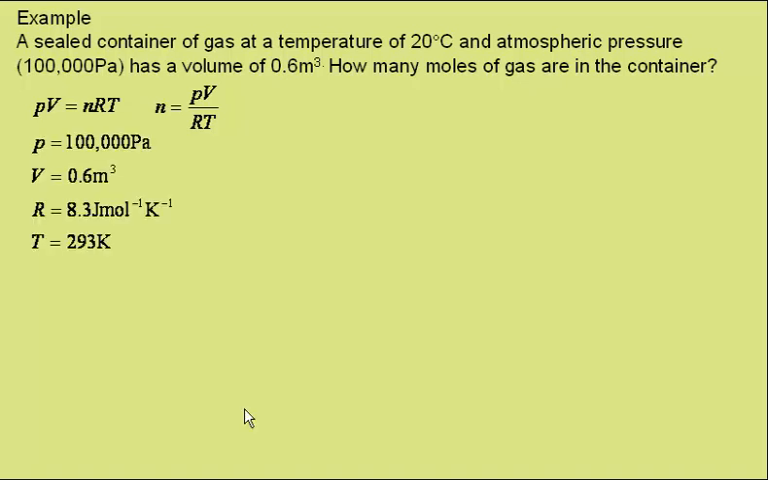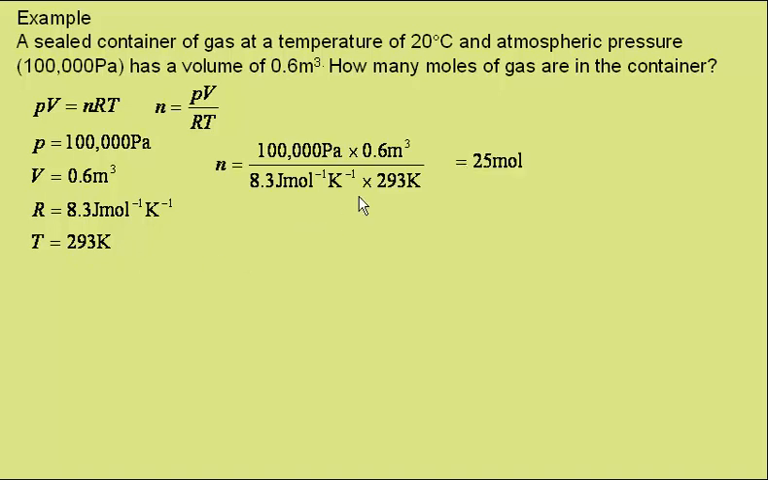Putting in the figures we know, we've got the pressure at 100,000 pascals, the volume 0.6 cubic meters, the molar gas constant 8.3 joules per mole per Kelvin, and 20 degrees Celsius is 293 Kelvin. We can then put in the values given, and we get an answer of 25 moles.